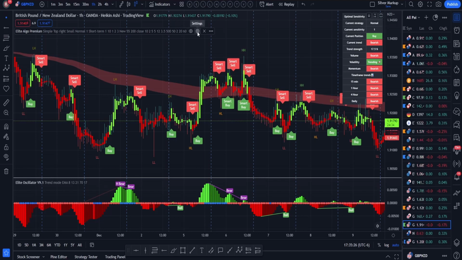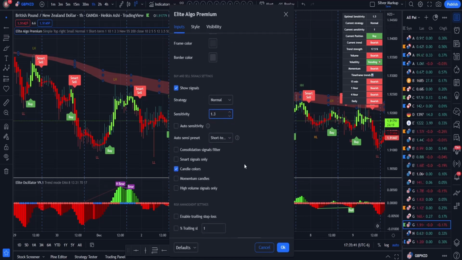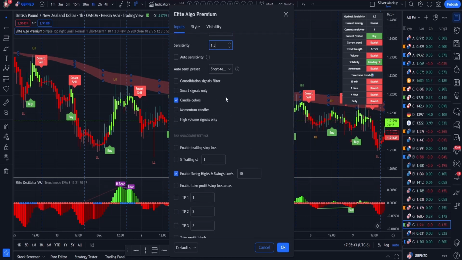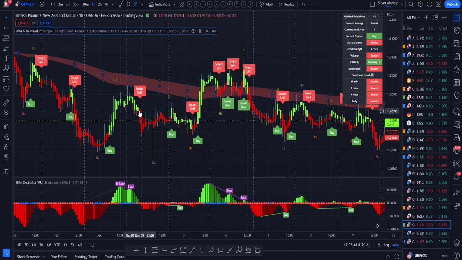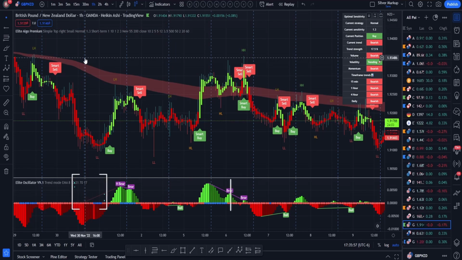With the Elite Algo Premium indicator itself, we're going to use a simple dashboard, and we're going to make sure it's small. And as far as sensitivity, we're going to go to 1.3. I'm going to leave the candle colors on, and leave the swing highs and swing lows enabled. So with that, that's going to adjust the Elite Algo. You can adjust the numbers to what you like, what you see works for you.